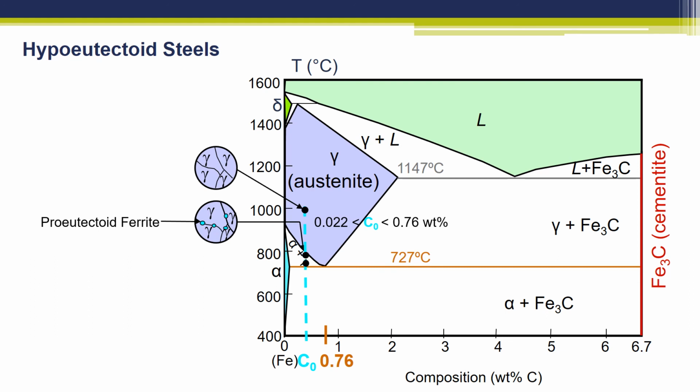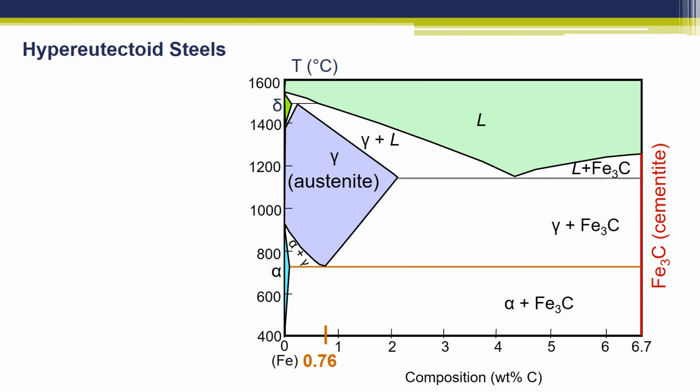Further cooling to a temperature just before the eutectoid temperature will produce an increased fraction of the alpha phase. As the temperature is lowered just below the eutectoid temperature, the gamma phase will transform to pearlite.